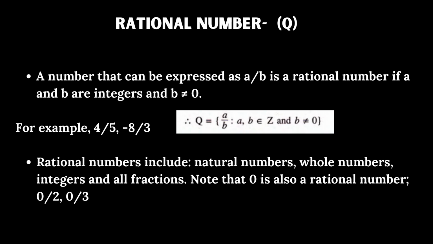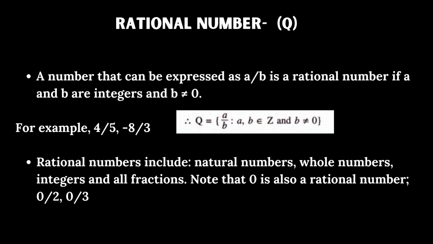So this is represented in this conditional format where Q is the rational number and A by B is represented as a rational number where A is an integer and B is also an integer. Integers are represented by the letter Z. And B is not equal to 0. Of course, the denominator should not be equal to 0. If the denominator is 0, then of course the number will be undefined, which you might have already learned before. For example, 4 by 5 and -8 by 3.